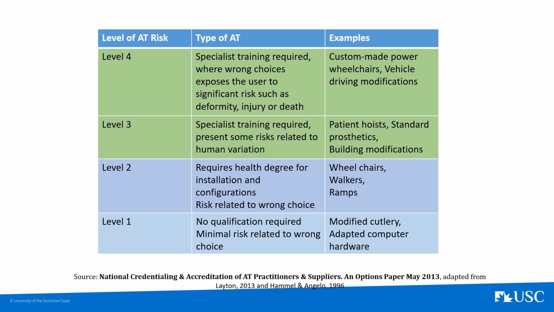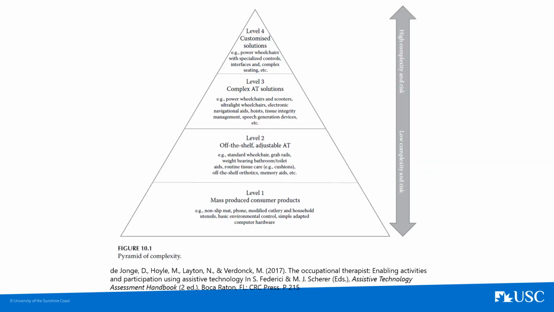Here's the level 1, 2, 3, 4 explained in a tabular form, originally put together in 1996, adapted in 2013, and effectively a lot of it's the work of Natasha Layton, who is the current president of the Assistive Technology Association, ARATA, of Australia. Again, here's a repetition of the same diagram with a bit more explanation from the book chapter that I mentioned earlier that I was a co-author in, which explains the different types of technology, examples, and the complexity and the risk.